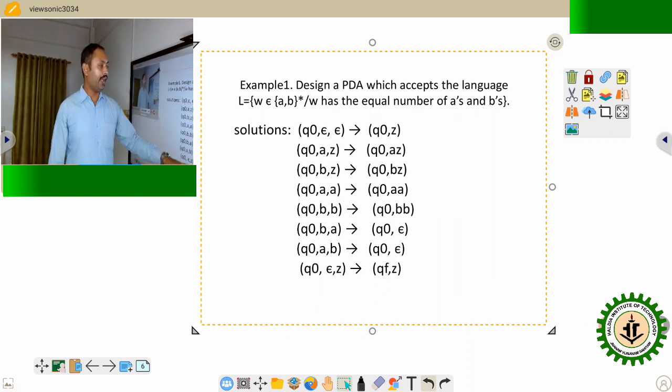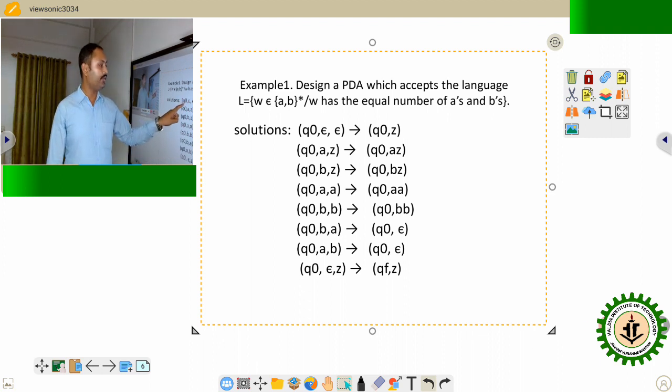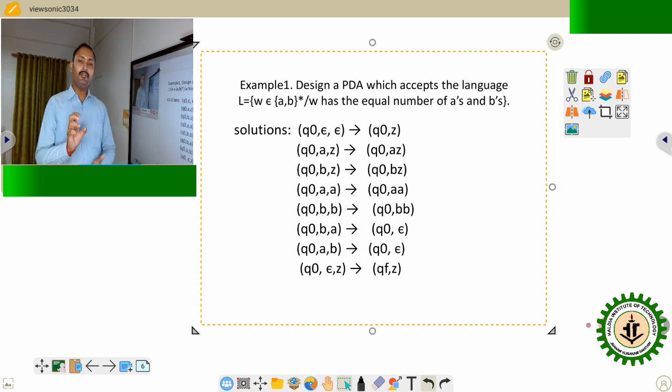So at first in the stack there is no symbol, so at first the stack is empty. So Q0 is our initial state, and at first the stack is empty and the input tape is also empty. That is why there is null comma null. Now we are going to insert a special symbol which is known as Z. So what is the purpose of Z? It always points out the top of the stack. If a stack contains only Z, what is the meaning of that? Now the stack is empty. That is the meaning of that. So Z is used to always point out the top of the stack.